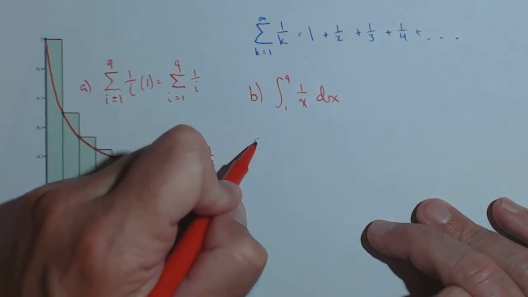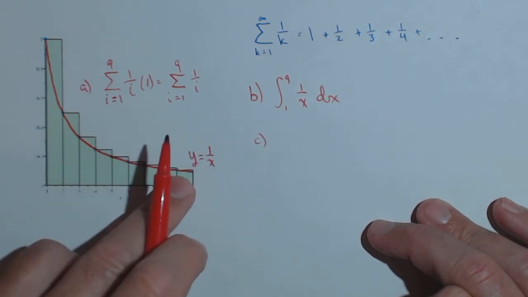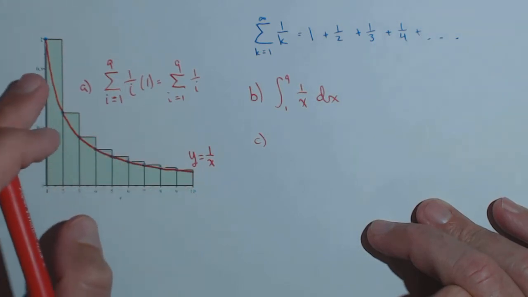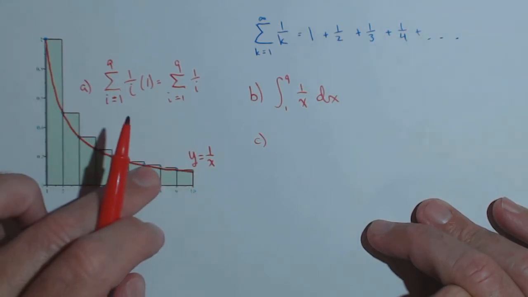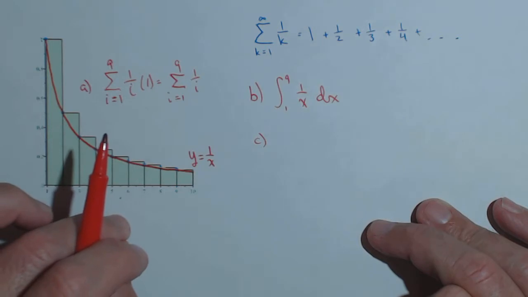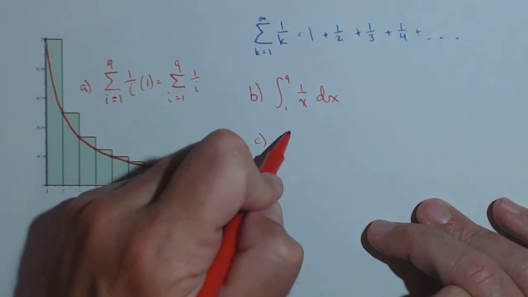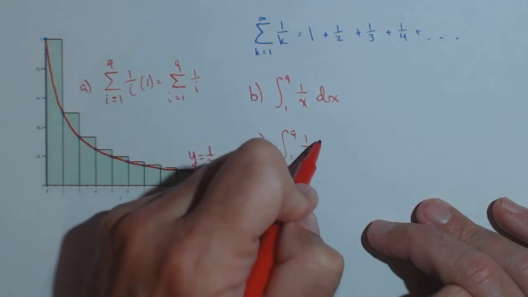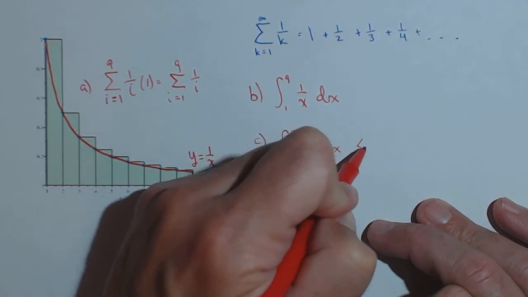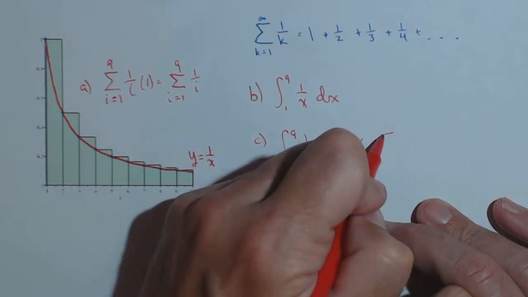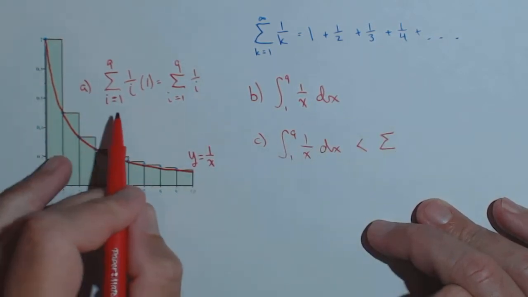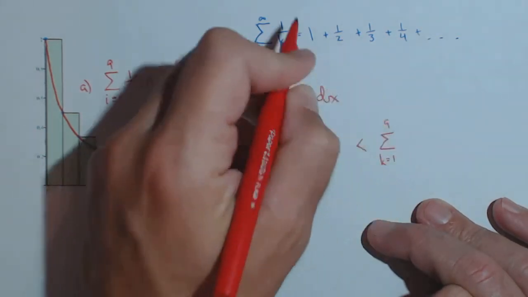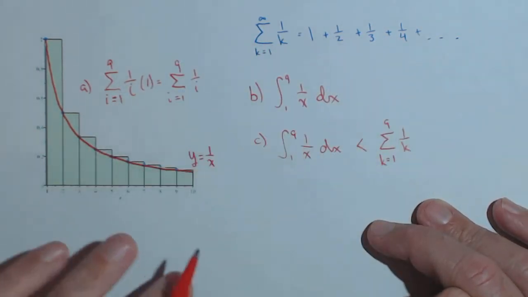Now if we wanted to see which is larger, notice the area under the curve is less than our Riemann sum. We could also say we have a decreasing function, so our Riemann sum is going to give us an overestimate. So we know that the integral from 1 to 9 of 1 over x dx is definitely going to be less than our summation from, we can use i or k. I'm going to go ahead and use k to match it up with our harmonic series there.